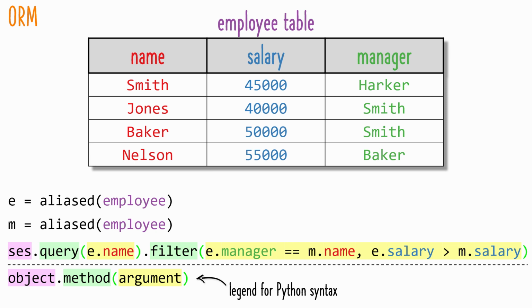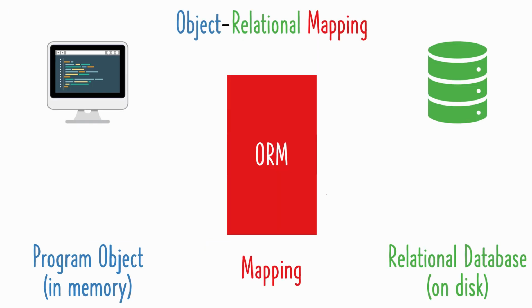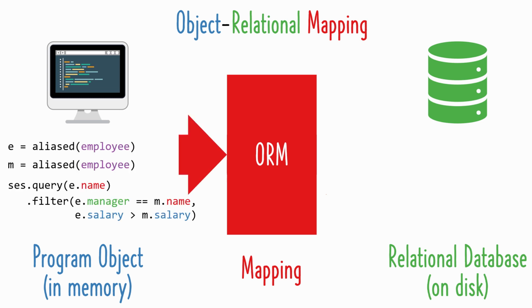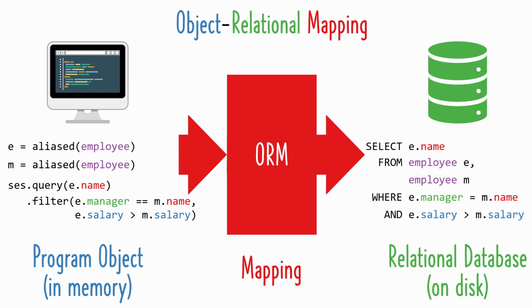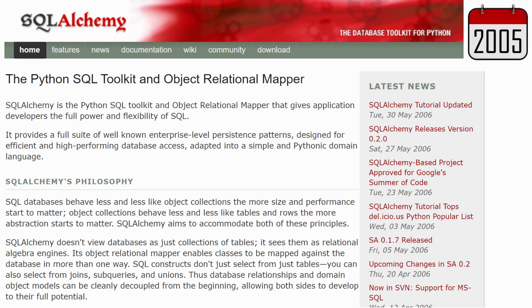a database. An ORM is a data access layer that transfers data between an in-memory representation and a persistent data store. The ORM converts our object and its method calls into a SQL statement that will run on a database engine. The ORM I use is a Python package named SQL Alchemy, which was first introduced in 2005.